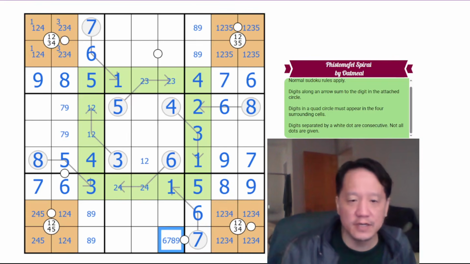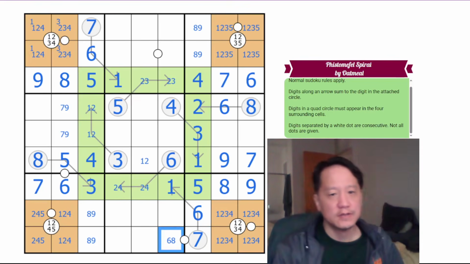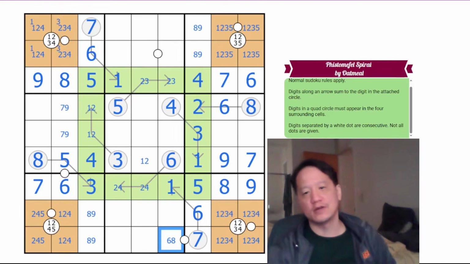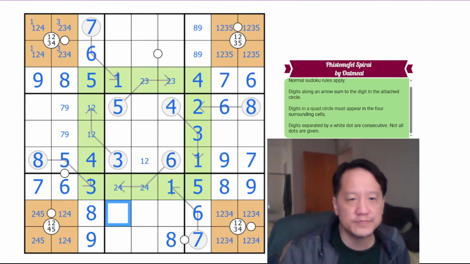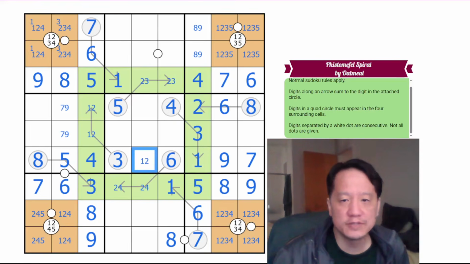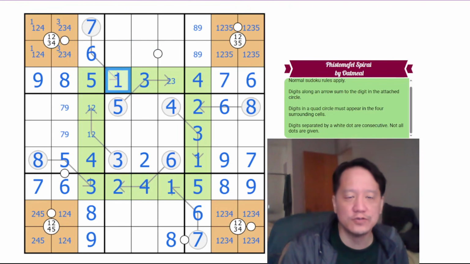7 is only consecutive with 6 or 8 out of 6, 7, 8, 9. And this 6 here eliminates 6 in the rest of the column, so this is 8. 8 eliminates 8 here, so it's 9 and 8. Okay, 1 here means this can't be 1 here, so this is 2, which eliminates 2 in the rest of the column. This can't be 2, it's 3. This can't be 2, it's 4, which forces 2 to be here and here. 2 here eliminates 2 here, so it's 1 and 2.